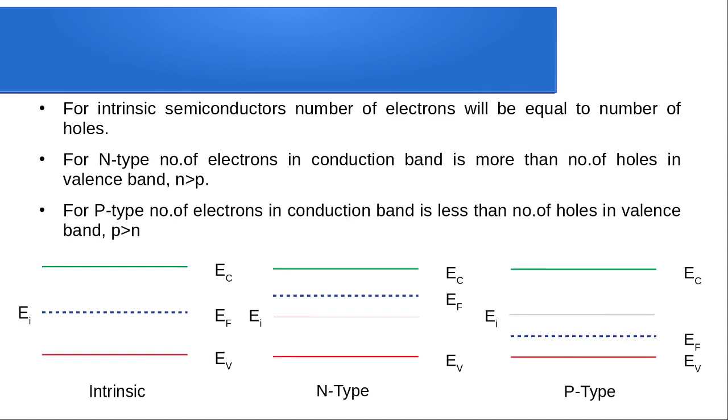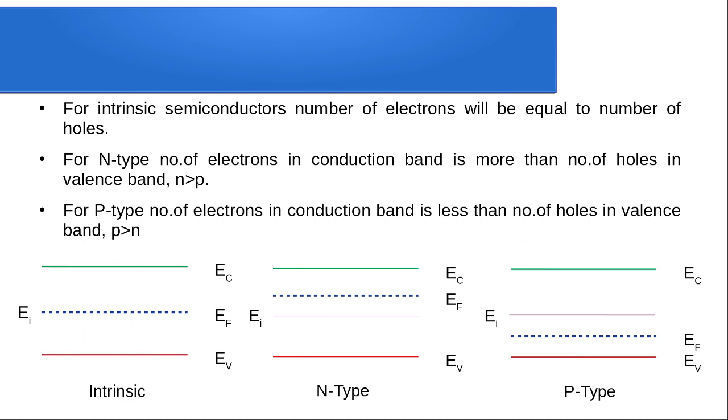Just a look back at the energy band diagram which we had seen in our previous video. As you see, the Fermi level is at the exact center of the energy band gap, the same as the intrinsic energy level Ei for intrinsic semiconductor. And we also know in case of intrinsic semiconductor, the number of electrons will be equal to the number of holes available.